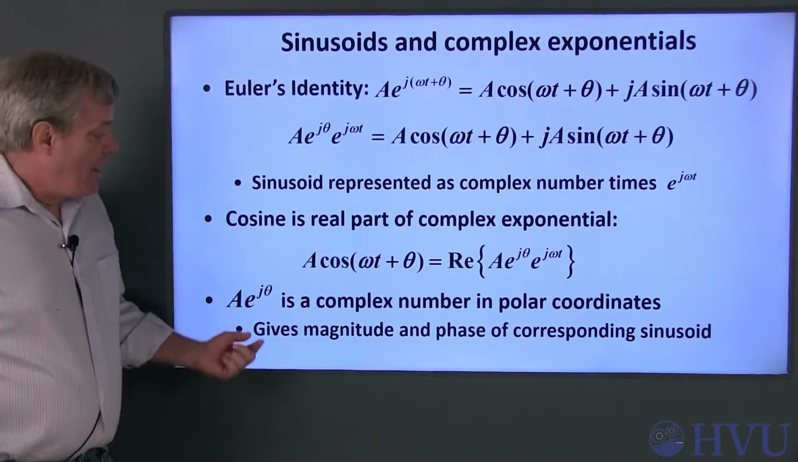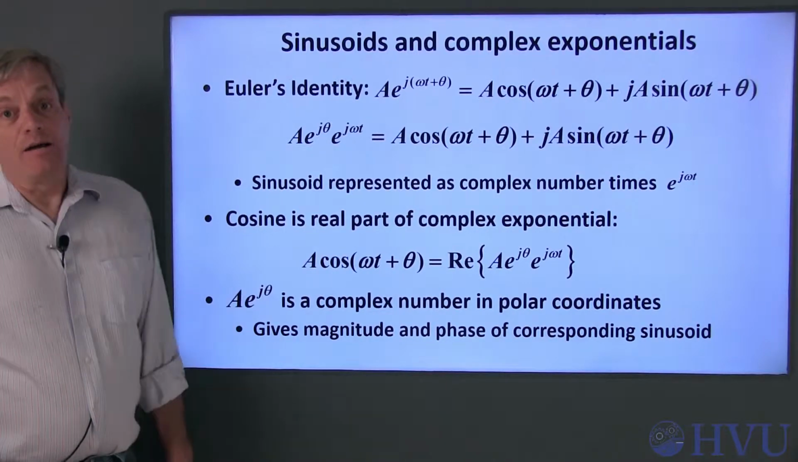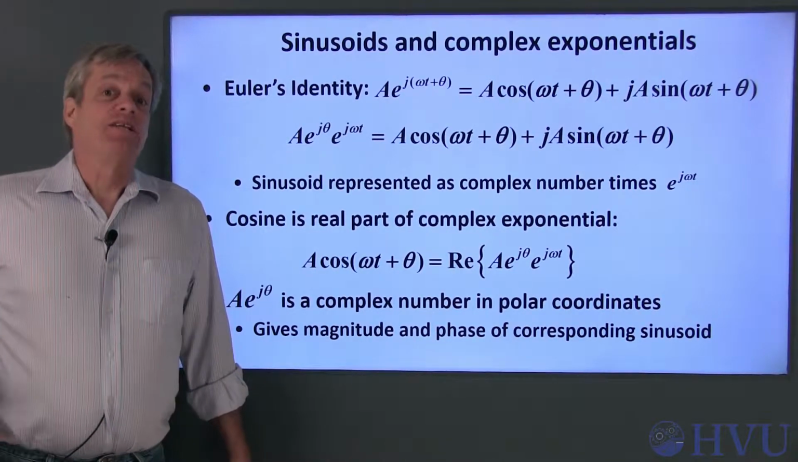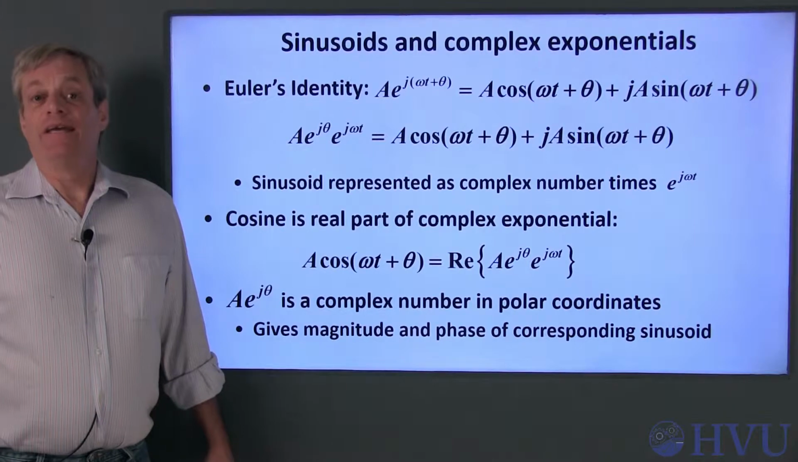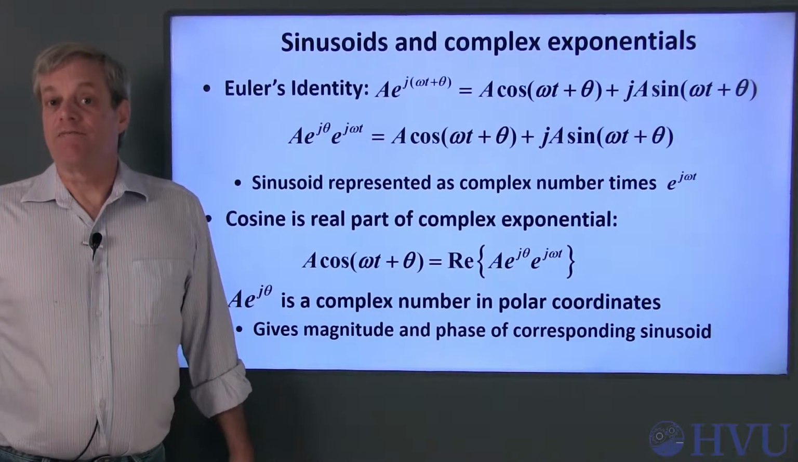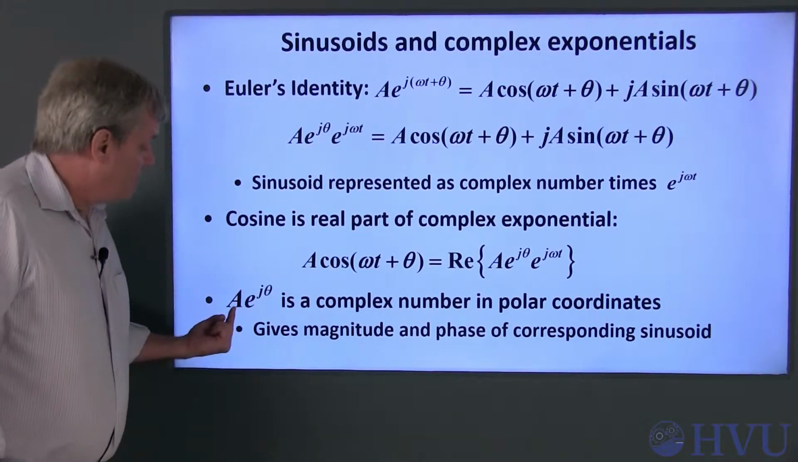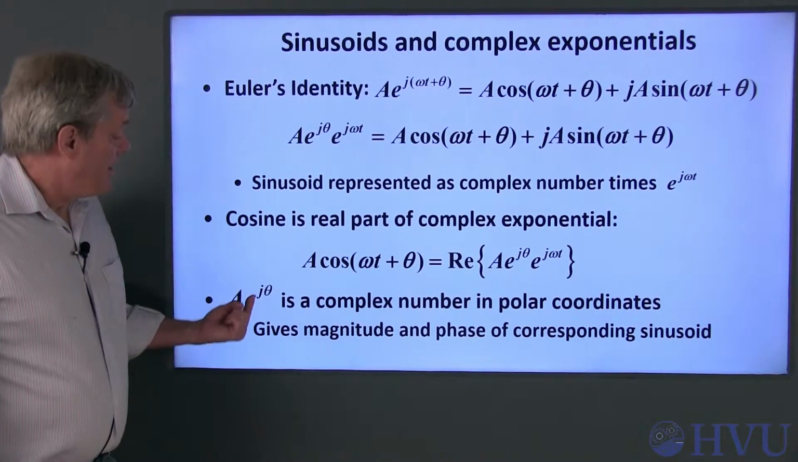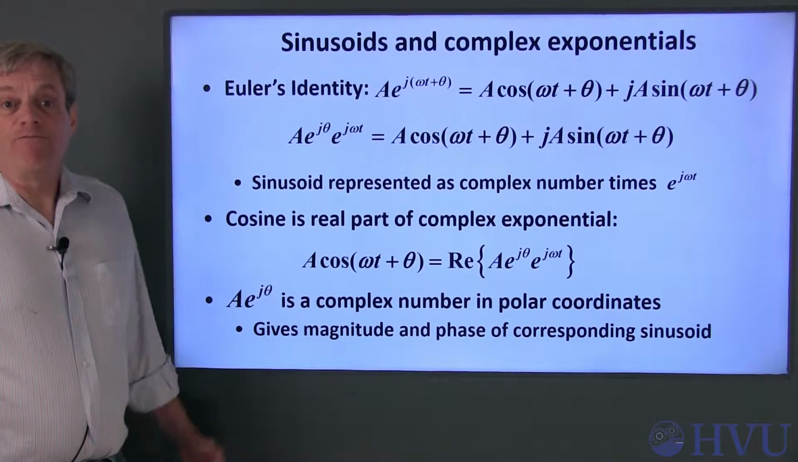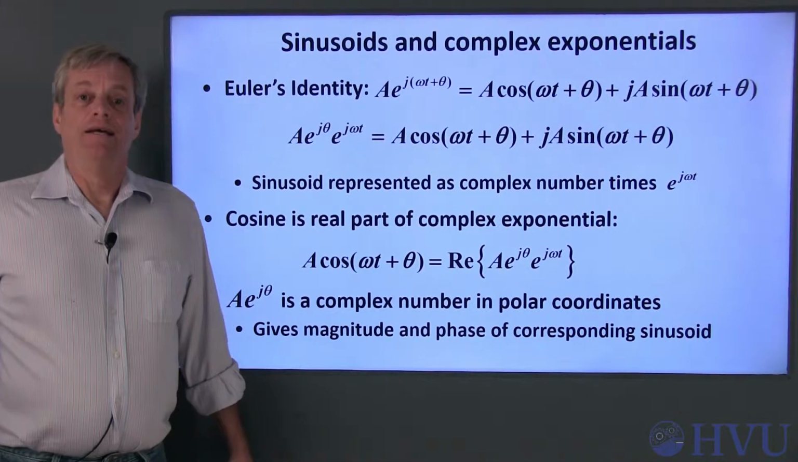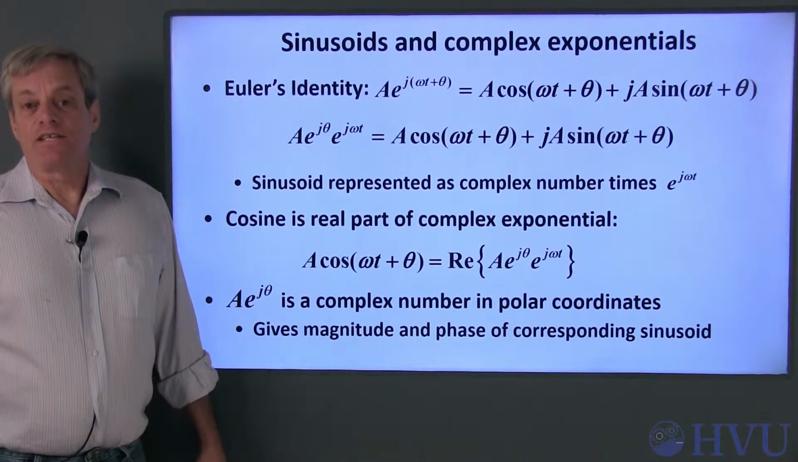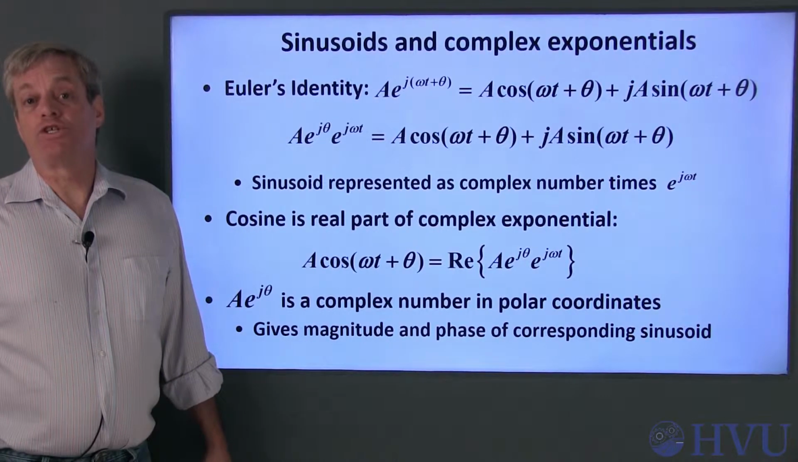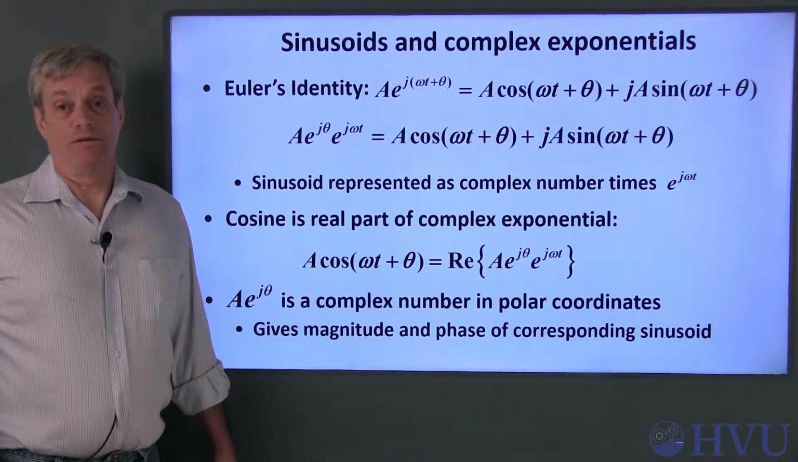To reiterate, a times e to the j theta is a complex number in polar coordinates, but it's a very special complex number. It gives the magnitude and phase of a sinusoidal signal. The magnitude a of the complex number is the magnitude of the cosine function, and the phase angle theta is the phase angle of the cosine function. Since this particular complex number has special meaning, it also has a special name. It's called a phasor.